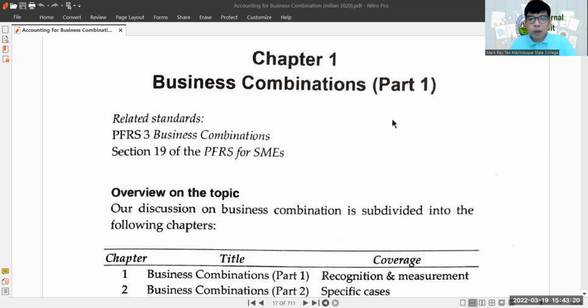First of all, I would like to acknowledge Miss Ramina Ray for giving me this PDF copy of the book. No, ni Sir Sus Milan, pero 2020 siya. Almost same naman yung content.